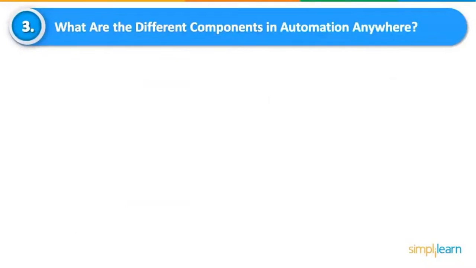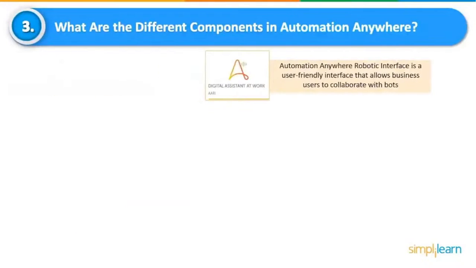What are the different components in Automation Anywhere? Automation Anywhere Robotic Interface, AARI, is a user-friendly interface that allows business users to collaborate with bots. AARI enables enterprises to unlock previously unavailable automation opportunities between humans and bots that RPA could not address.